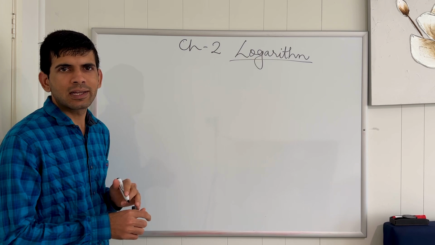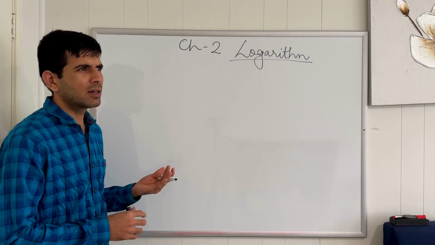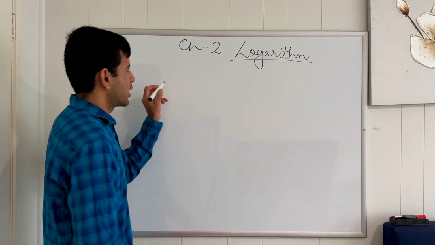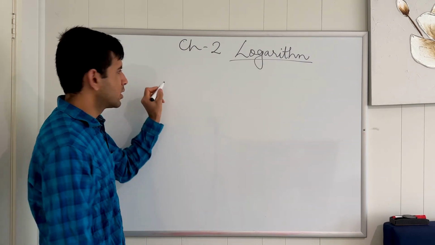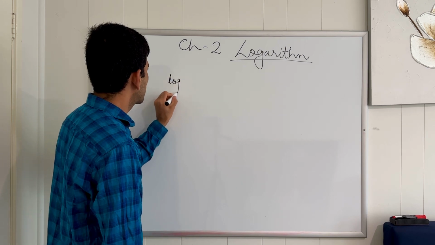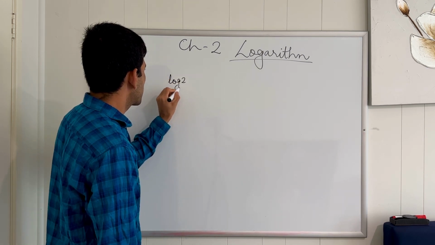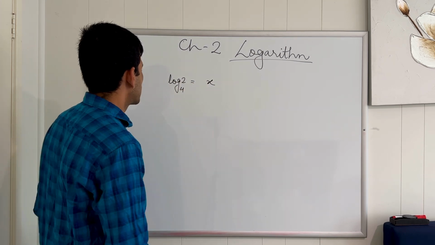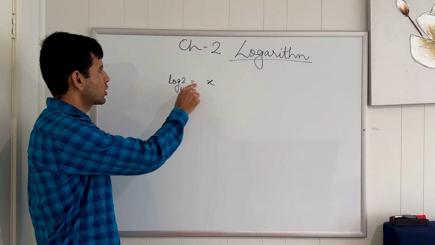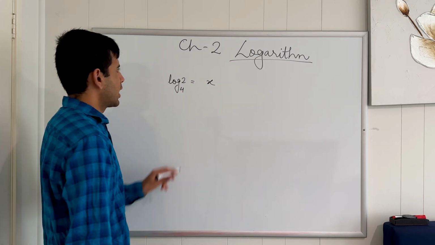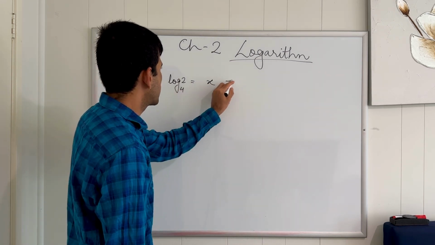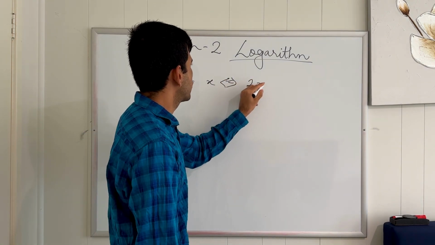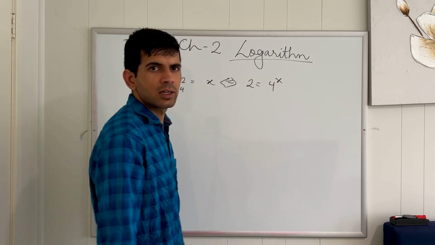Log was basically introduced by Napier, and it is used to simplify the graphs and complex data. How do we express the log? For example, if I have log 2 base 4 is equal to x, and if you convert it into exponential form, it becomes 2 is equal to 4 to the power x, right?